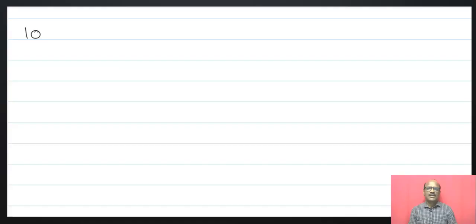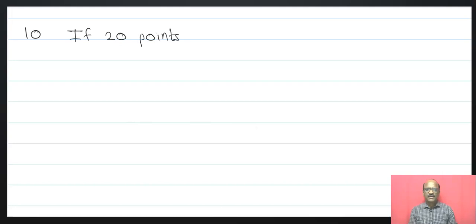Then I will start the remaining exercise for the chapter on the method of induction and the binomial theorem. Now let us start exercise 3.6, example number 10.